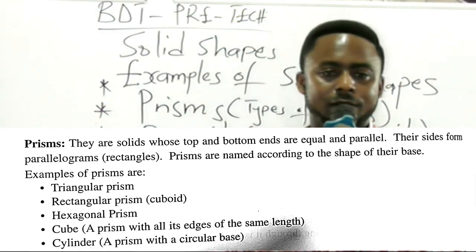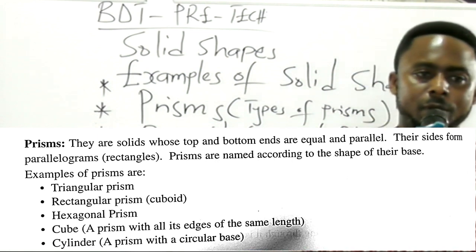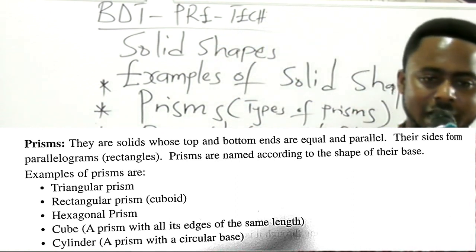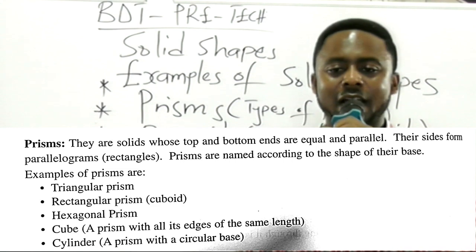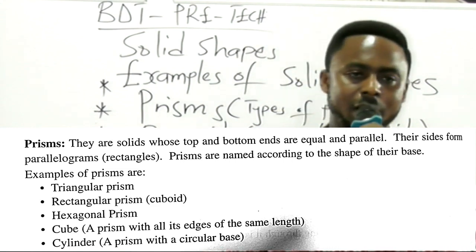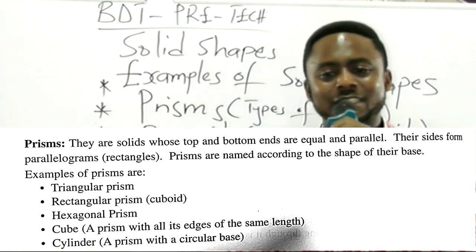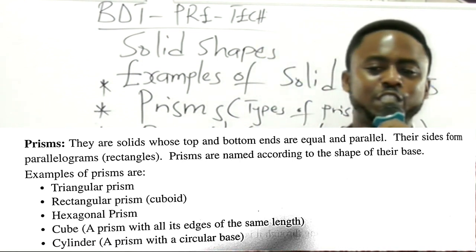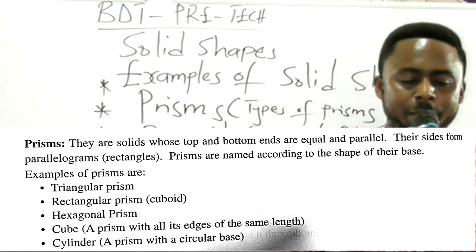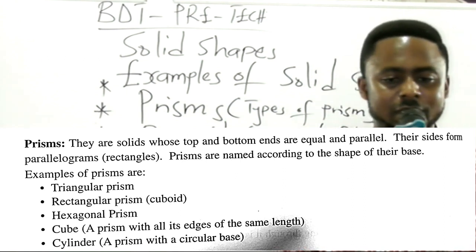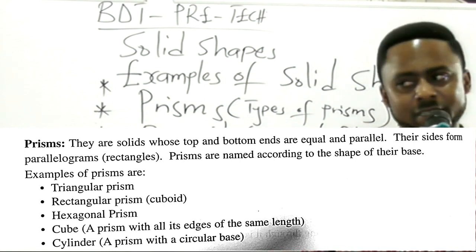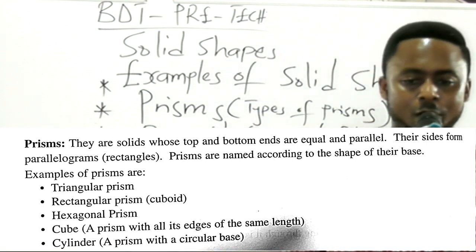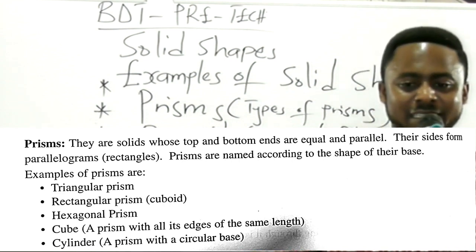We first started with prisms, where we said that prisms are solids whose top and bottom ends are parallel and equal to each other. Now, parallel here means that their edges do not meet. And then prisms are named according to the shape of their base. So here we have triangular prism, rectangular prism, which is called a cuboid, then we have hexagonal prism, and then a cube. A cube actually is a prism with all its edges of the same length.